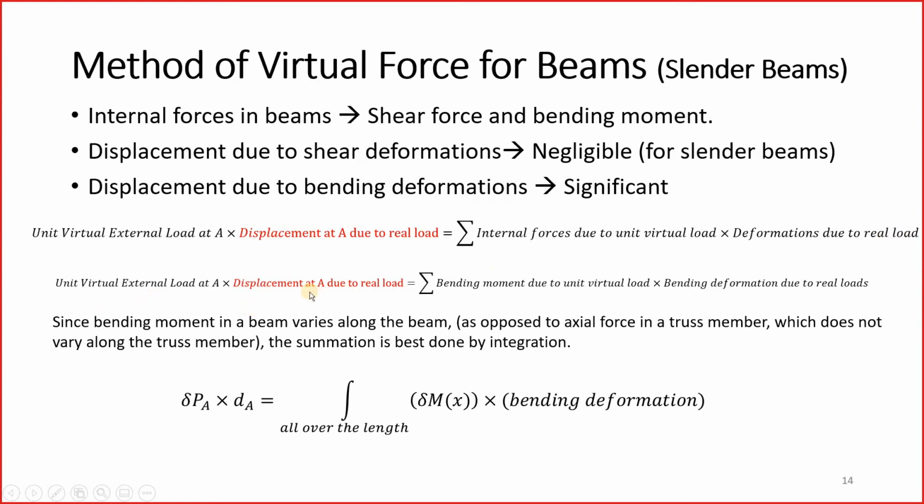Now this is the same thing. I've just reproduced this left hand side. On the right hand side I have replaced internal forces due to unit virtual load with bending moment due to unit virtual load, and these deformations are bending deformations. In trusses we replace this term by member forces. Axial forces in members are the member forces in truss, and the deformations were elongation or shortening. In this case it is bending moment and bending deformation.